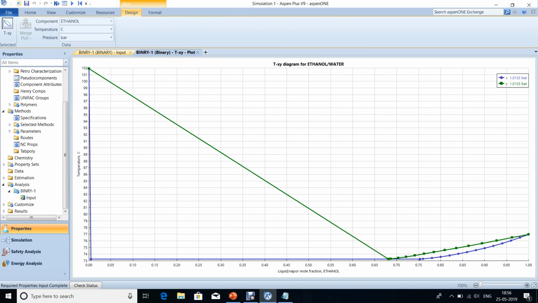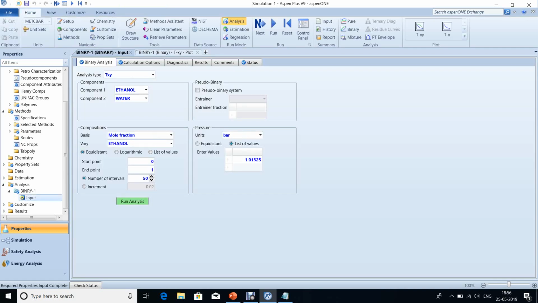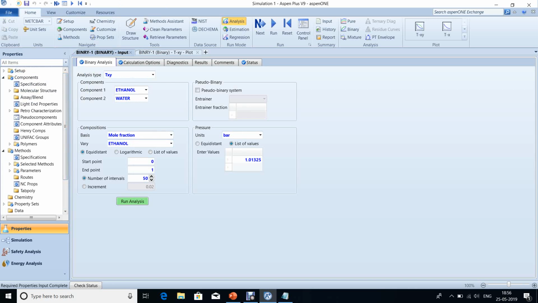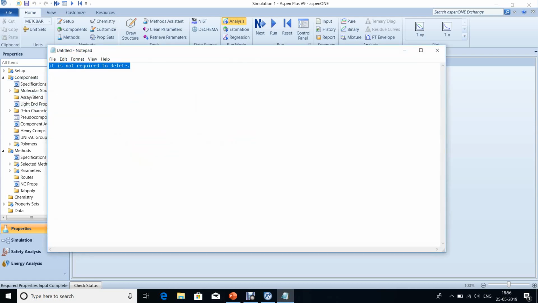So what is the problem? The problem is with the property method, the property method which we have selected. So we can write a conclusion here: the property method which we have selected is kind of not appropriate.